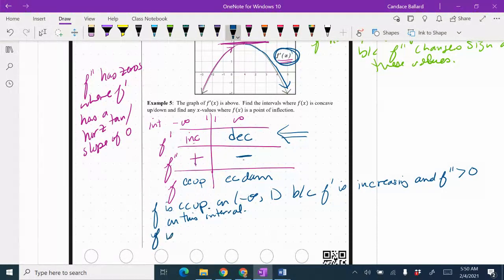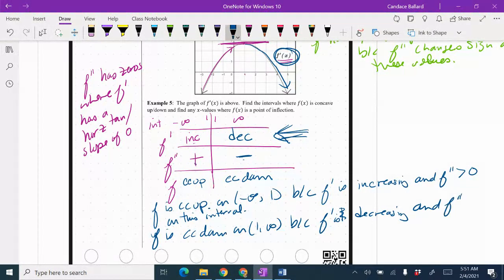Then we're going to say f is concave down. Again, you want to write these words out on the AP test, on 1 to infinity, because f prime is decreasing, and f double prime is less than 0 on this interval.